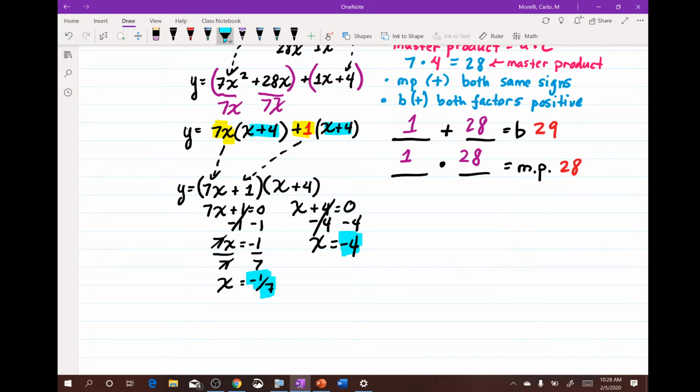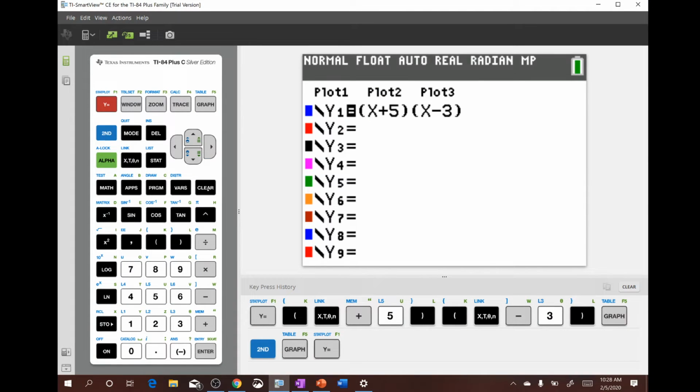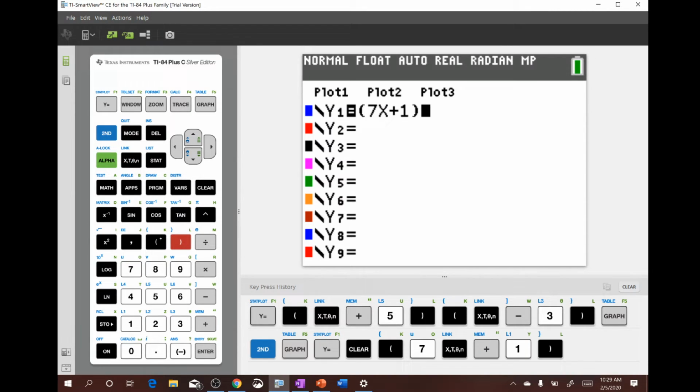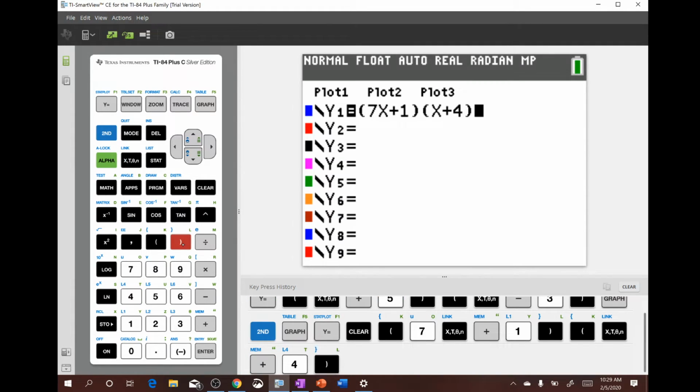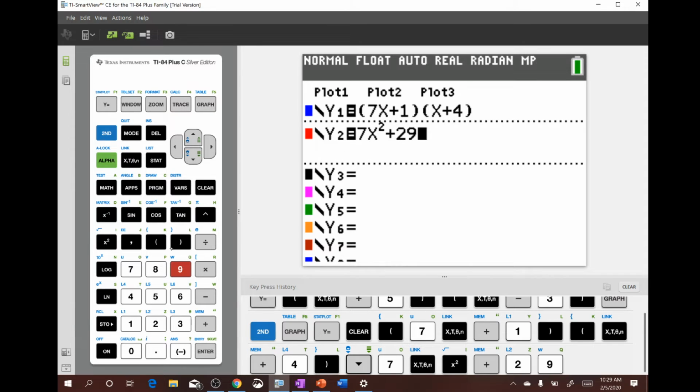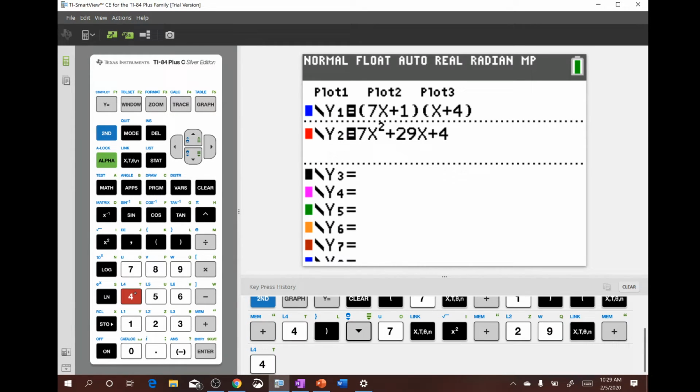Okay, let me show you how to do this in the TI so you can check. Can you tell me the two factors, please? No, the factors. 7x plus 1 and x plus 4. What was the original quadratic? Like that? Okay, here's one way to check.